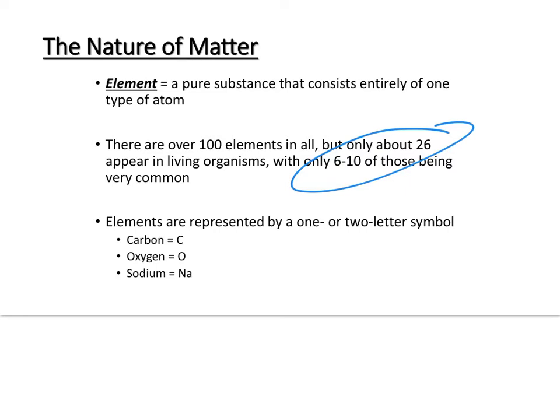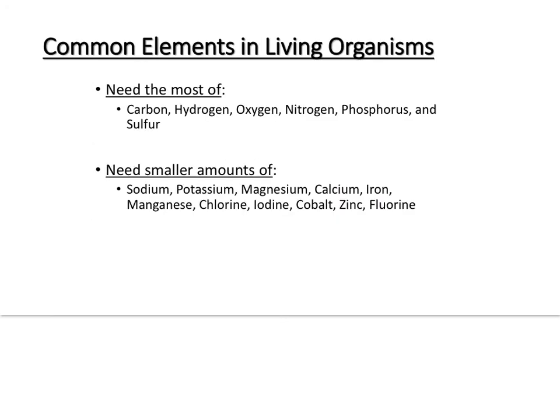Now elements we always represent with a 1 or 2 letter symbol. You're hopefully familiar with this a little bit from science in the past, and I will expect you to know some of these symbols. So a couple of examples here would be carbon is a capital C, oxygen is a capital O, and then sodium is Na, which comes from a Greek or Latin version of the word sodium. So here are the elements that I really want you to be familiar with, and so that means these are the elements that I would expect you to know the symbols for.